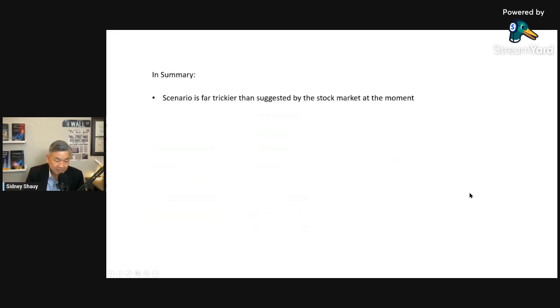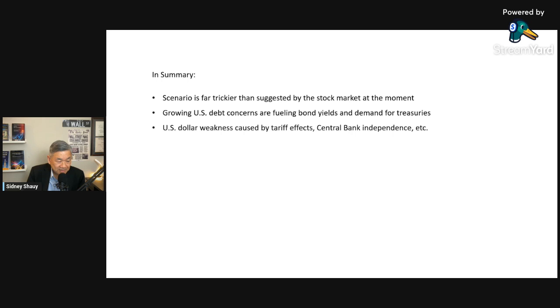All right. Okay, so in summary, the scenario is far trickier than suggested by the stock market at the moment, right? The growing U.S. debt concerns are fueling bond yields and demand for treasuries, and we're also seeing demand for treasuries from foreign central banks on the way down. Not good. U.S. dollar weakness caused by tariff effects, central bank independence, etc. If the short-term rates are cut, the dollar may go even lower.